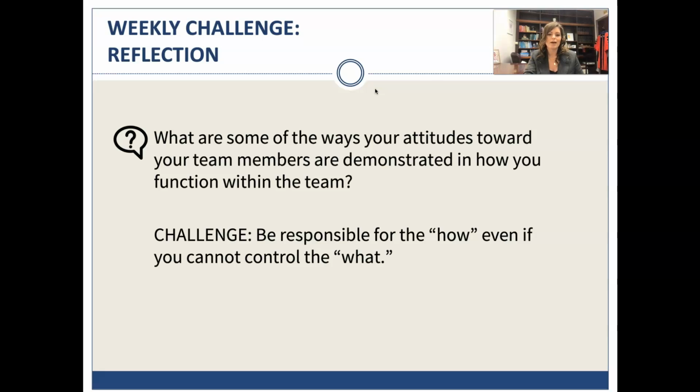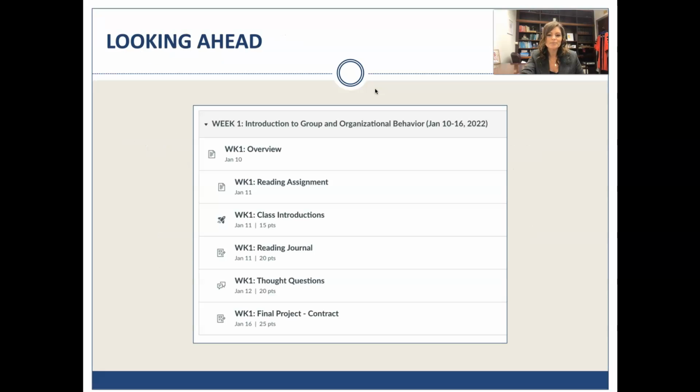I would like you to think about being responsible for the how: how your attitude is, how you function, how you communicate, even if you cannot control the what, even if the circumstances are perhaps beyond your control or beyond your reach. So that's a little weekly challenge and reflection for you.